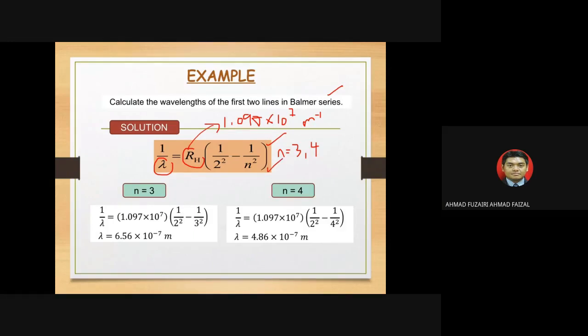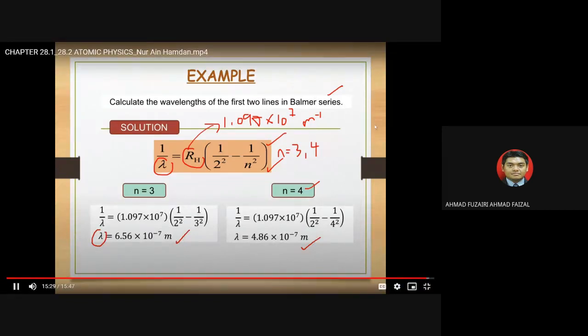I substitute the first, n equals 3, and use the same equation as shown here. I get my first lambda equals 6.56 times 10 to the power of negative 7 meter. You may try later. Then for my second wavelength, when I use n equals 4, I get about 4.86 times 10 to the power of negative 7 meter. This one you can also try later.